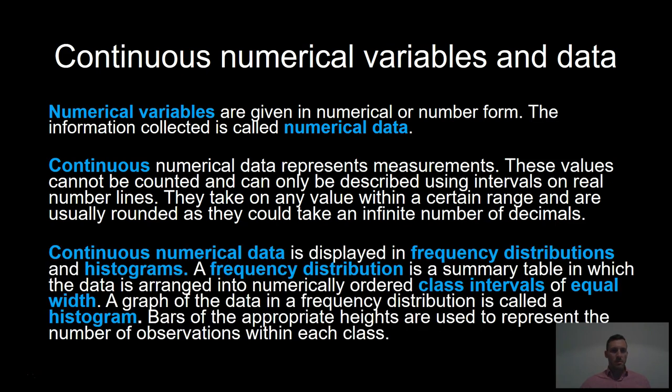Continuous numerical data is displayed in frequency distributions and histograms. A frequency distribution is a summary table in which the data is arranged into numerically ordered class intervals of equal width. A graph of data in a frequency distribution is called a histogram. Bars of the appropriate height are used to represent the number of observations within each class.